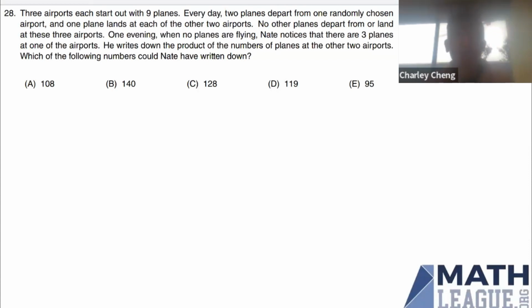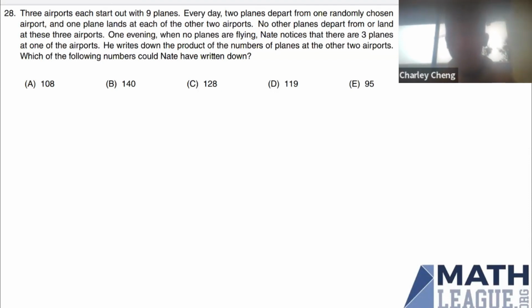So one evening, when no planes are flying, Nate notices that there are 3 planes at one of the airports. And then he takes the number of planes at the other 2 airports and multiplies them. And then we want to know which of the following numbers could Nate have written down.